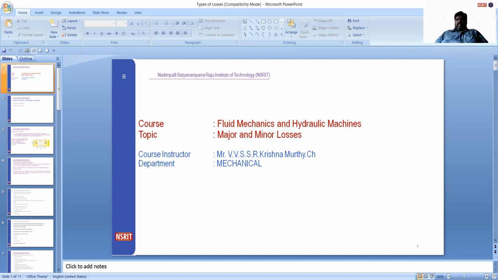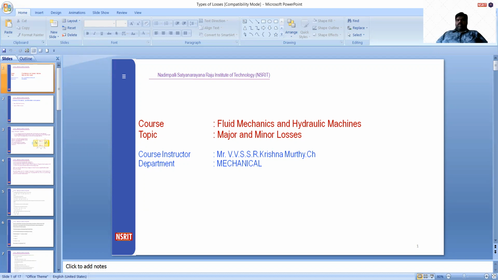Whenever a fluid is flowing through a pipeline, we can see two kinds of losses. One is major losses and the other is minor losses. Major losses are caused due to friction, and minor losses are caused due to pipe fittings, or where there is a sudden enlargement or sudden contraction of the pipeline, or at the end, or at the entry point.